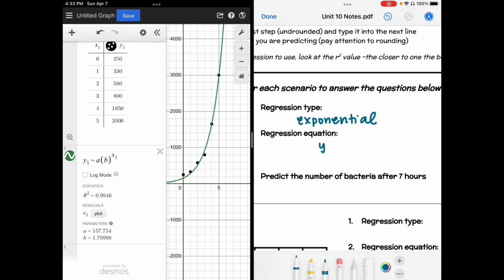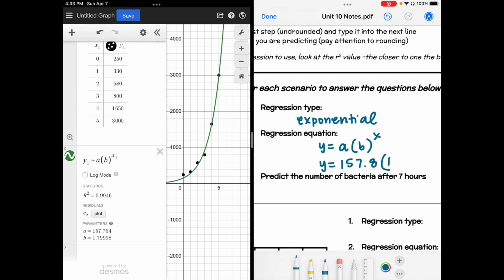And we're going to write this in the form y equals a b to the x. Okay, so we're just going to fill in the a and b that Desmos gives us. So we're going to have y equals 157 point, and I said to the 10th. So we're going to round it, and we're going to have 0.8.